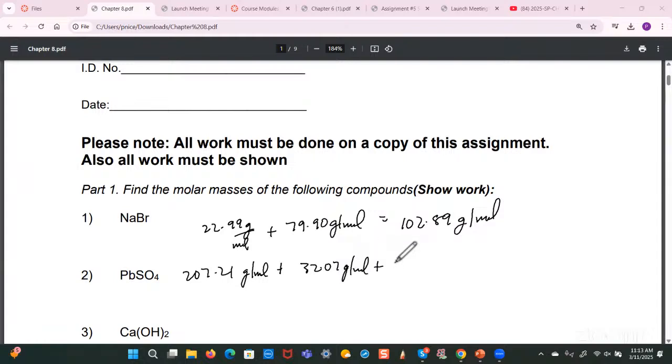So what that means is that we have to multiply the molar mass of oxygen by 4, which is 4 times 16.00 grams per mole. And then we work this out. So let's see what that gives. 4 times 16, and then I add to that 32.07, and then I add to that 207.21. So according to my calculation, this works out to be equal to 303.28 grams per mole. All right.